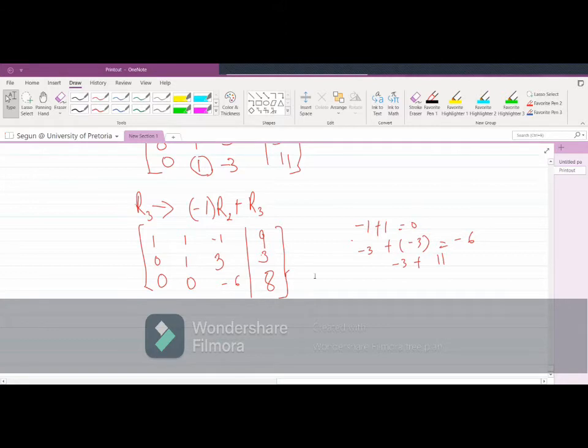And another way, you can also write this one to be row 3 leads to row 3 minus row 2. Remember, it's still like I'm saying row 3 plus negative 1 multiplied by row 2. Because when you open this negative, it will add this one. Is that okay? Yes, yes.